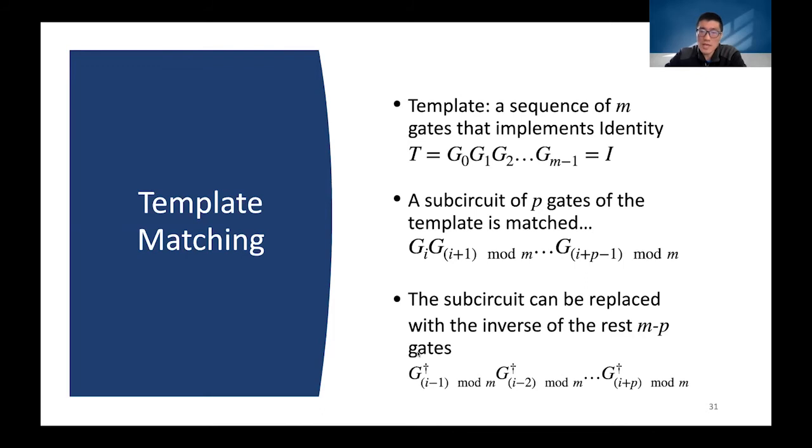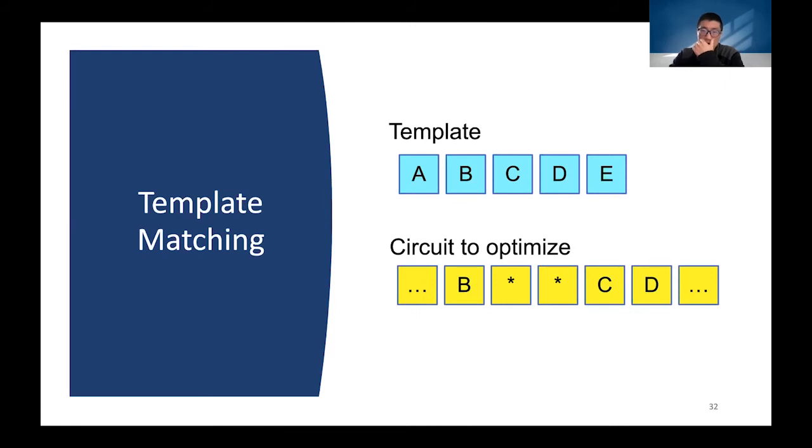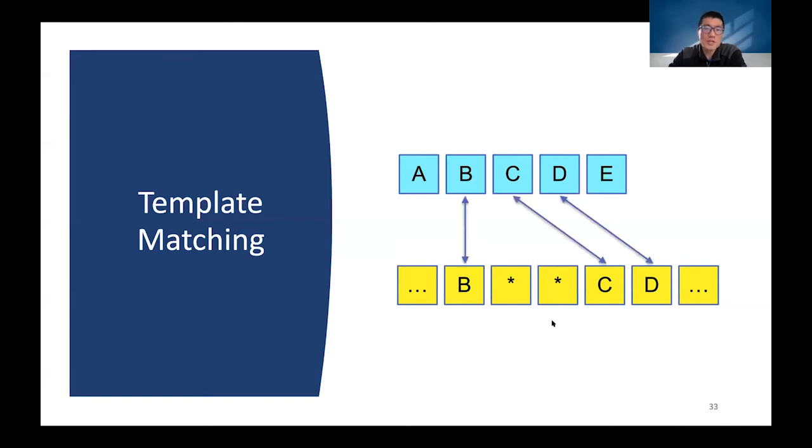So this might seem a little abstract, so I prepared a little animation that hopefully will make the point very easy to see. Here you can see we have a template consisting of 5 quantum gates, and these 5 quantum gates together compute the identity. And say at the bottom, we have a long quantum circuit that we want to optimize. First, we find that we're able to find a match of this substructure of 3 gates within this template.